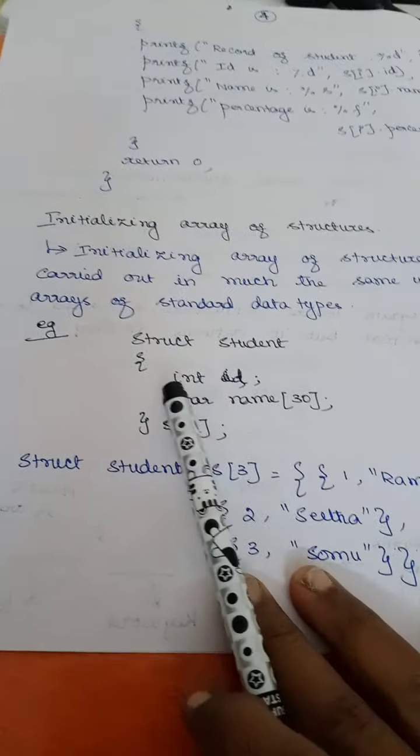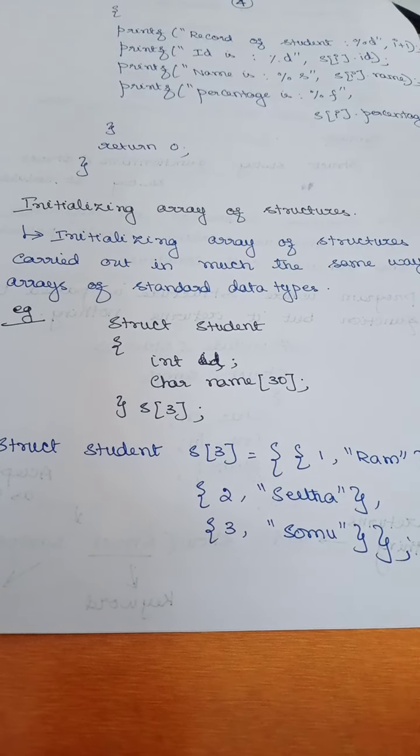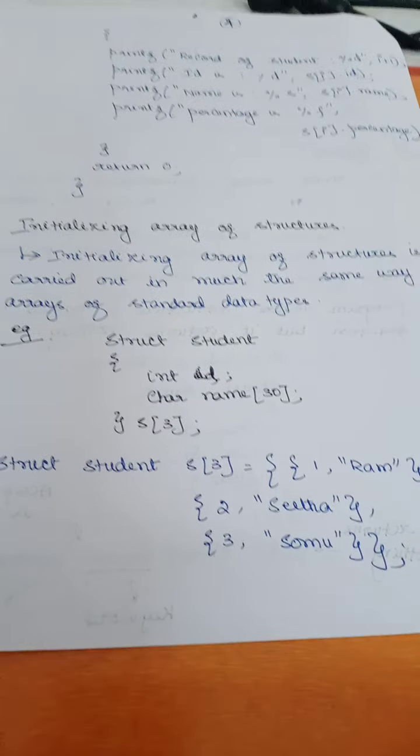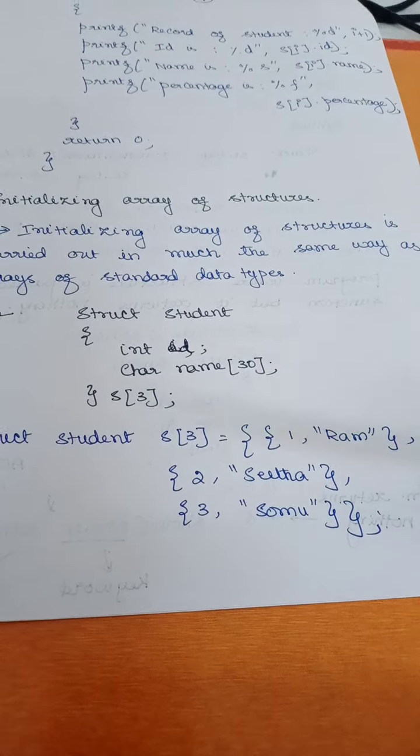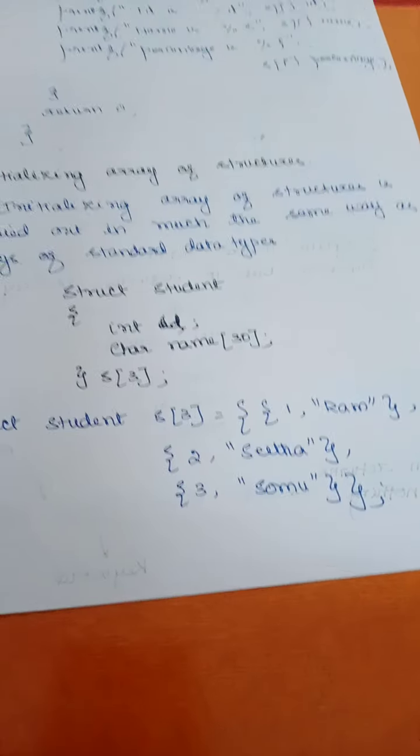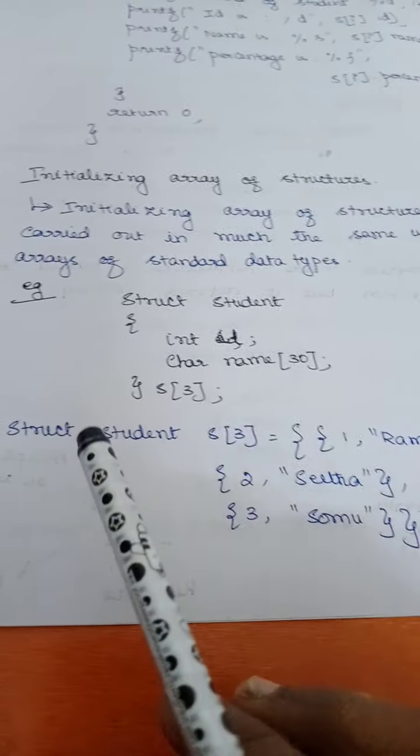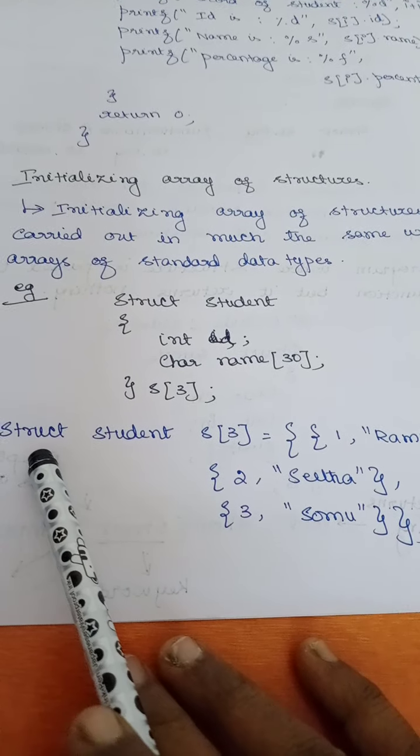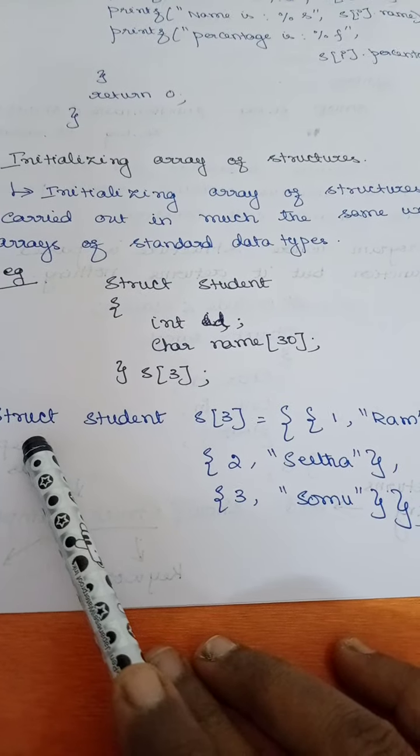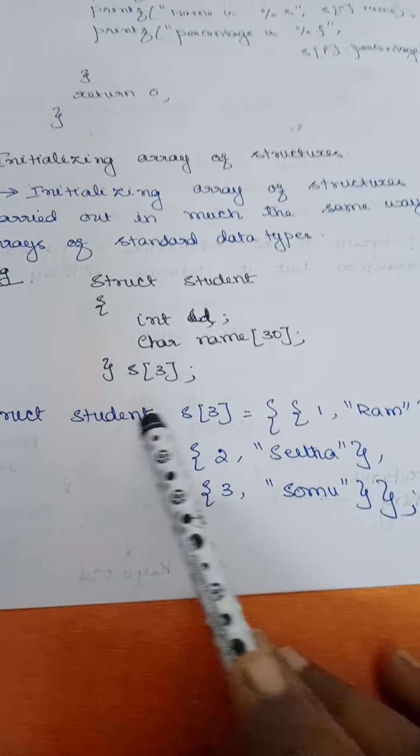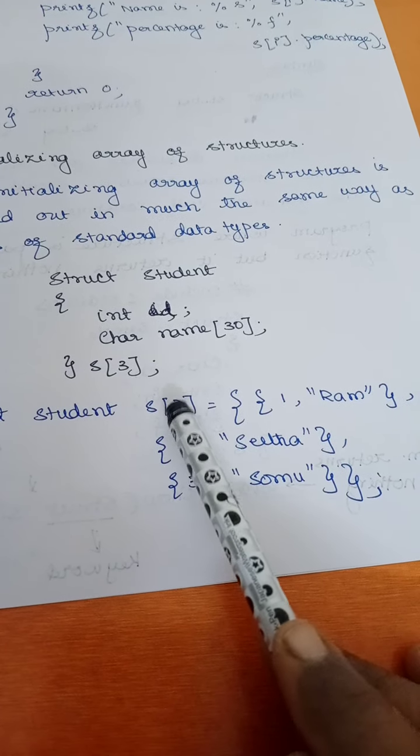Now we'll move on to initializing an array of structures. How to initialize an array, we have already seen in the first class; there are so many initializations you have. Since I have a structure here, how do I initialize my array? For example, take struct student s of 3. Here struct is a keyword, student is a tag name, and this is going to be an array of structures, so I have written 3.